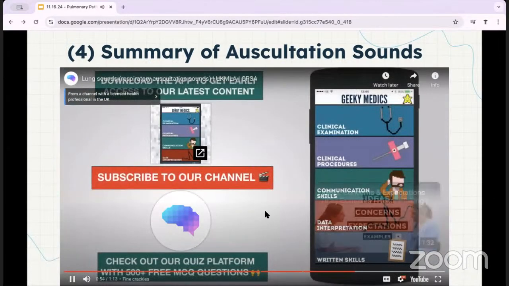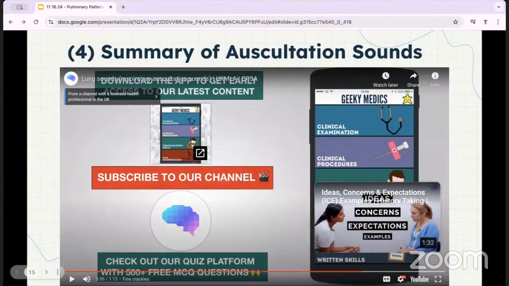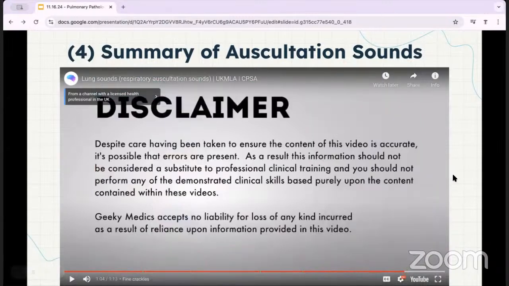All right, so that's all for that. Remember, of course, if you do auscultate yourself and you hear any of this, please consult a healthcare professional. This is all educational content, of course, right? This is the disclaimer that they also include, and I'm including it as well.